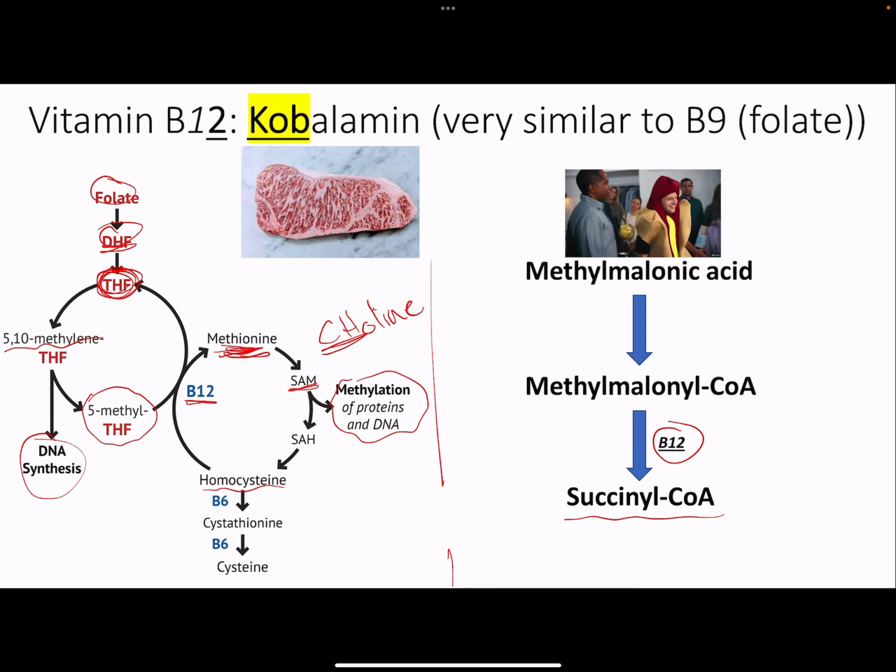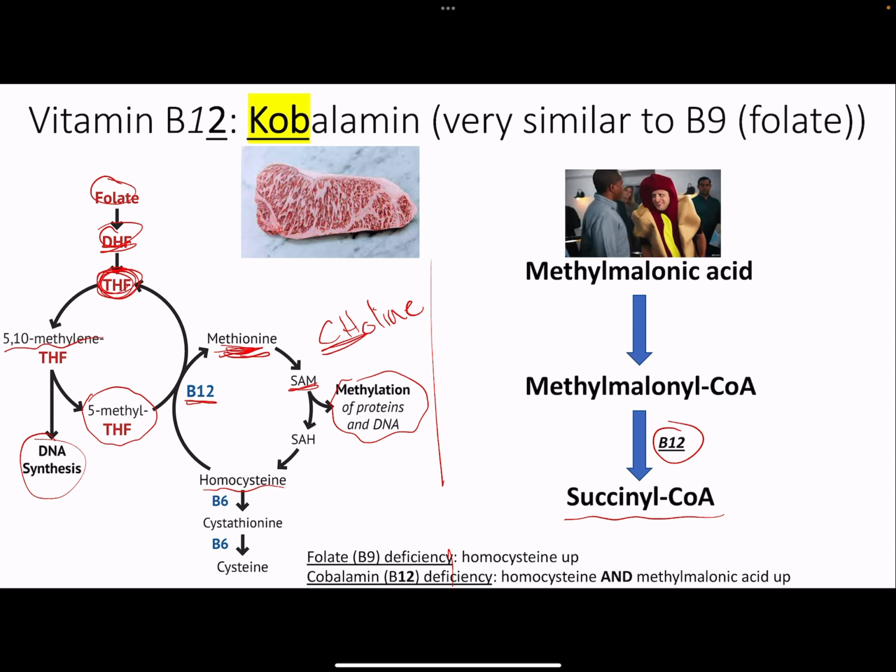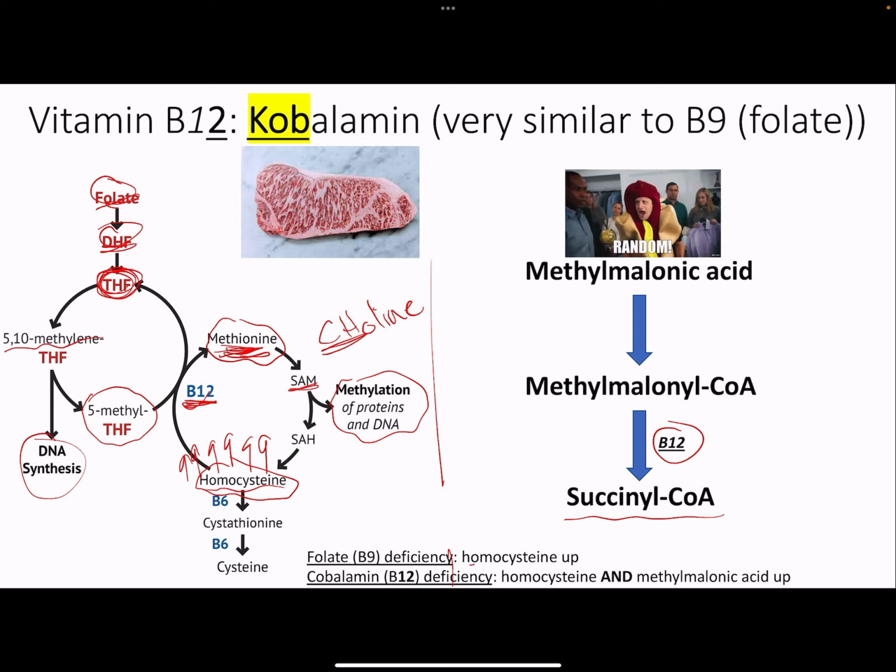Now, who cares? Why is this significant? Because how do we distinguish a B9 from a B12 deficiency? They're both very similar. You need both of them to have this methylation pathway run. If I don't have B9 and I don't have B12, I cannot convert this into this, period. So the homocysteine levels are going to go up and up and up and up. That's in both of them, right? Homocysteine levels are up.